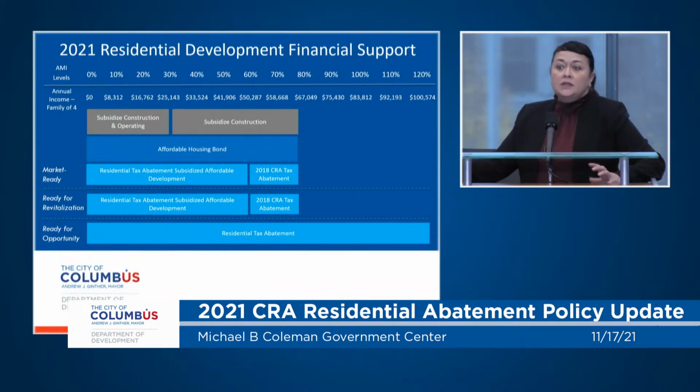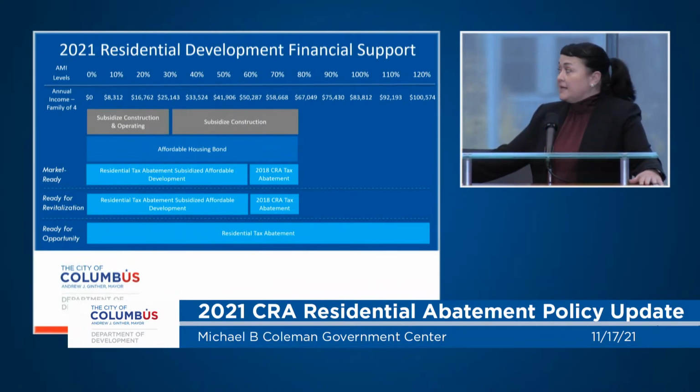So this is one tool that allows us to include those folks that are currently starting to get priced out of some of our opportunity neighborhoods, a place to have in those developments as they are developed in exchange for that tax abatement. And as you can see, it starts to already build out.